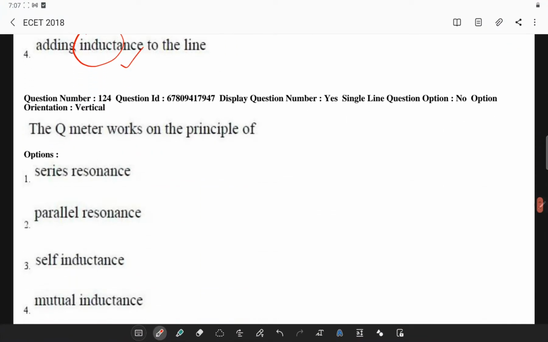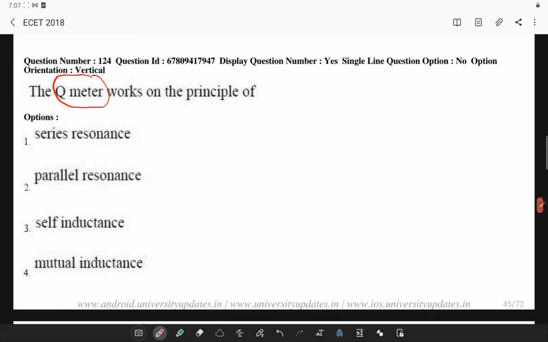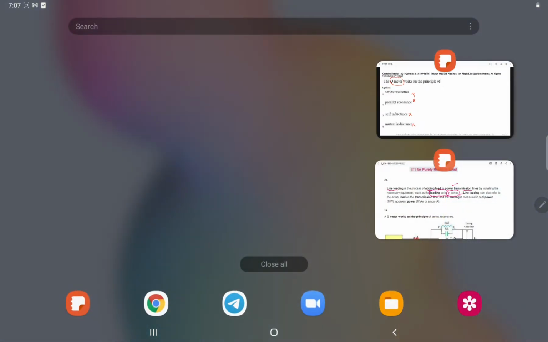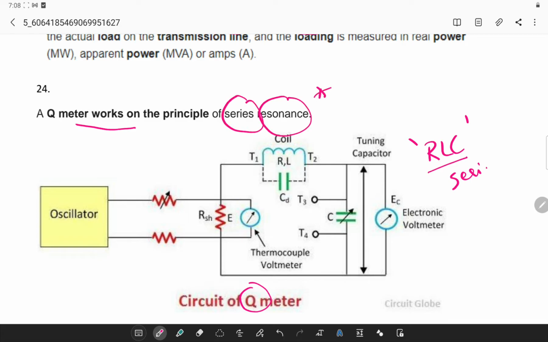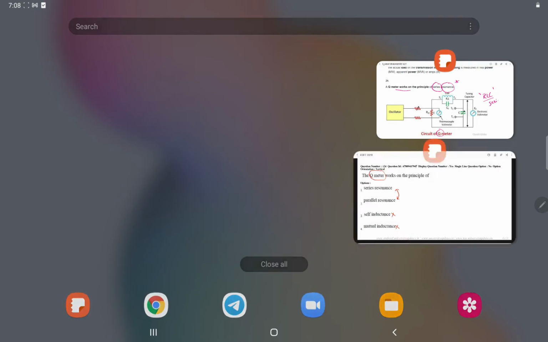The next question is, what is the principle on which the Q meter works? If you see the options, just by elimination these two will be eliminated. Among these two, if you remember, this is the block diagram of a Q meter, and here all the three elements are in series. So the Q meter works on the principle of series resonance.